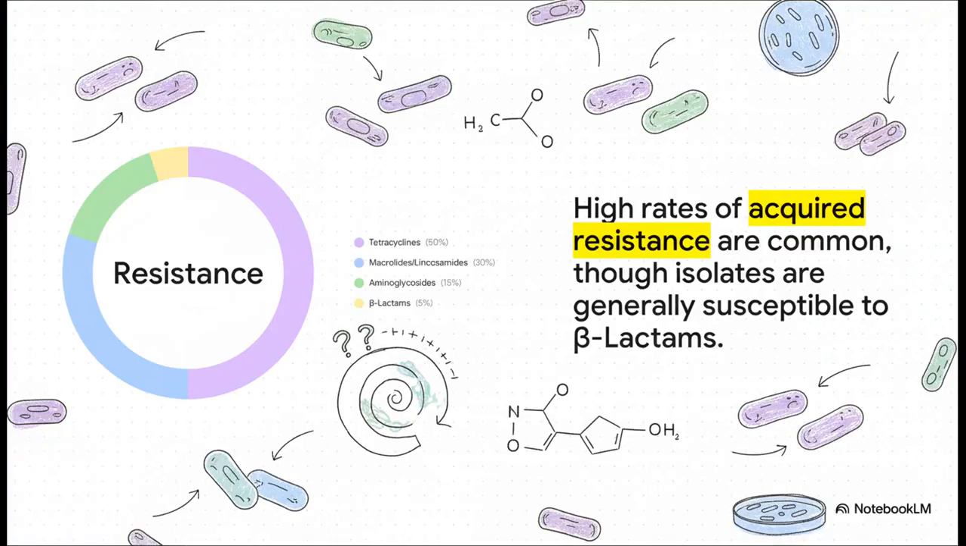So when we look at its resistance patterns, it's kind of a good news, bad news story. The good news is it's usually susceptible to beta-lactams like penicillin. Awesome. But the bad news? Resistance to pretty much everything else is super common. We're talking tetracyclines, macrolides like erythromycin, clindamycin. Resistance rates are often over 50%. This means you absolutely cannot guess. You have to do the testing.